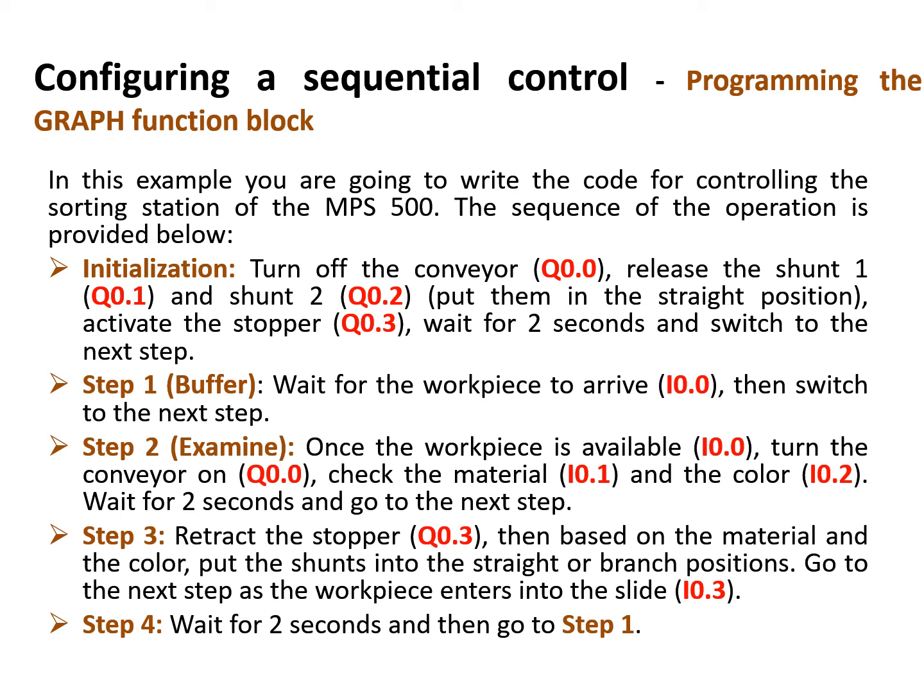Step 3, retract the stopper. So that stopper kept the part in place for identification. Now we have identified the part, we could release the part. Then, based on the material and the color, put the shunts into the straight or branch positions. Go to the next step as the workpiece enters the slide.